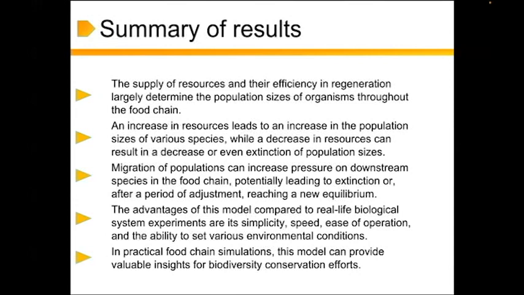And the third point is migration of population can increase pressure on downstream species in the food chain, potentially leading to extinction or, after a period of adjustment, reaching a new equilibrium. The advantages of this model compared to real-life biological system experiments are simplicity, speed, ease of operation, and the ability to set various environmental conditions.